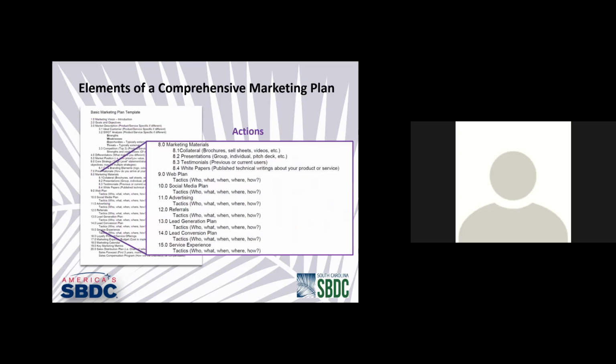The other part of a plan is actually the implementation. Once you've defined those top 7 points that we just worked through, once you've defined your market and the characteristics of your market and the competition that you'll be facing, and your own internal strengths and weaknesses, how are you going to implement your plan?